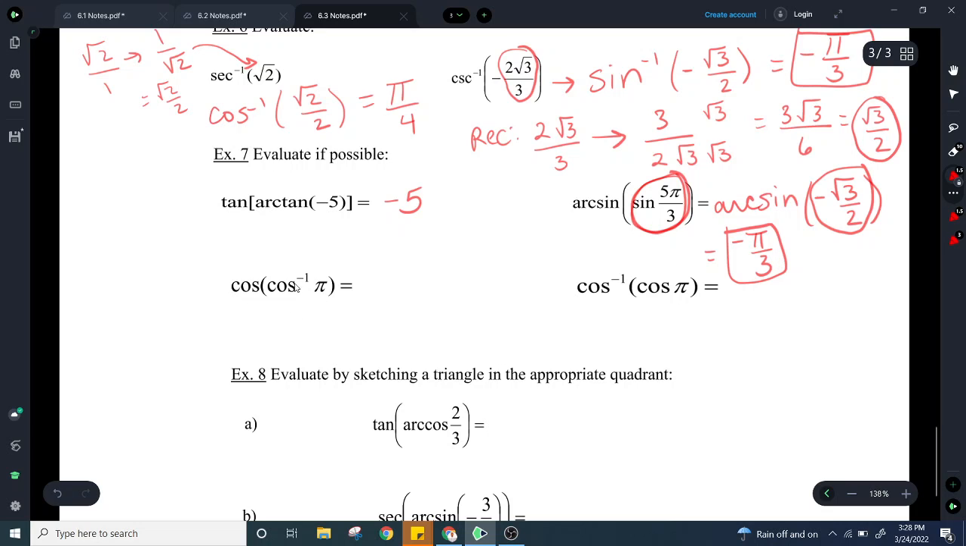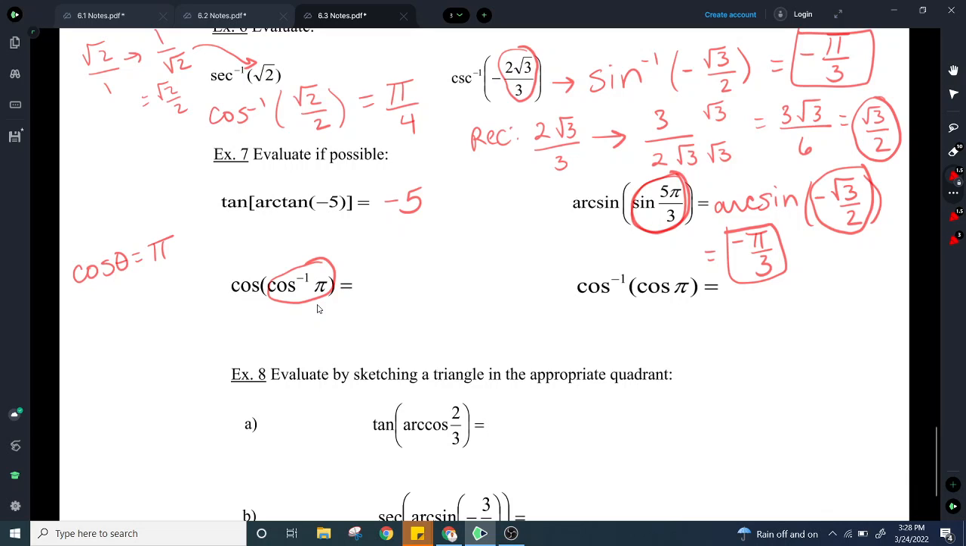Let's do another one. Cosine of arc cosine of pi. All right, so this is a little strange. Let's think about working our way from the inside out. If I want to evaluate arc cosine of pi, that would be equivalent to saying, where does cosine equal pi, right? We'll pause and think about that for a second.